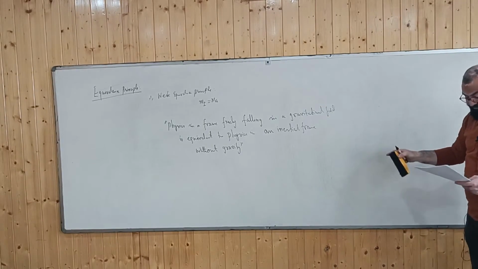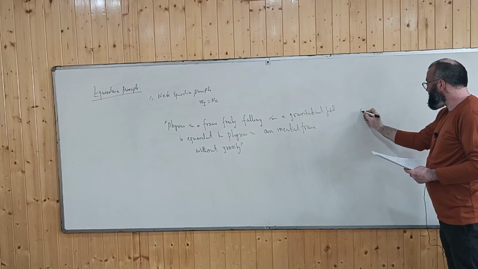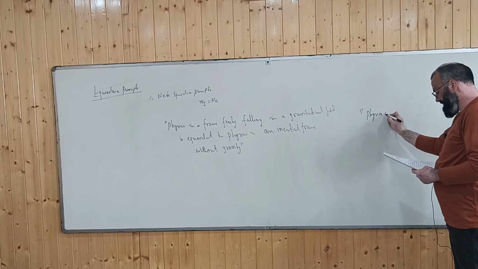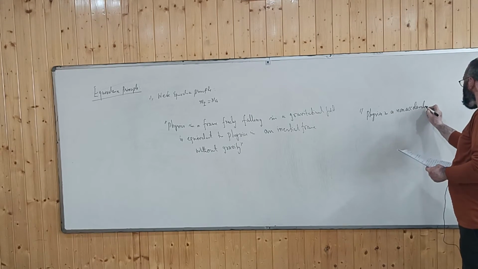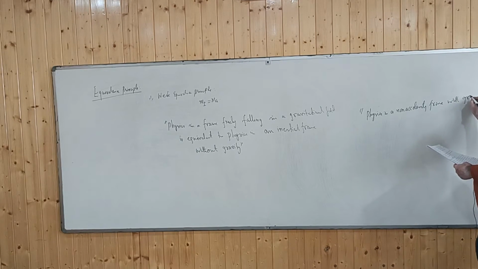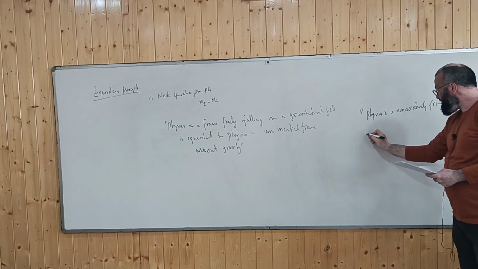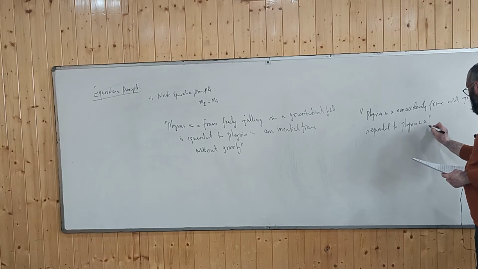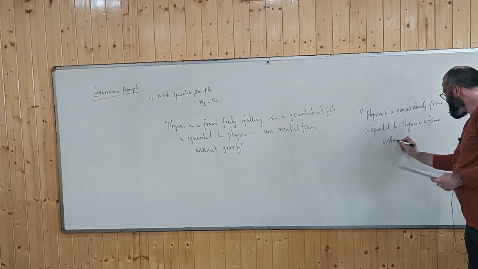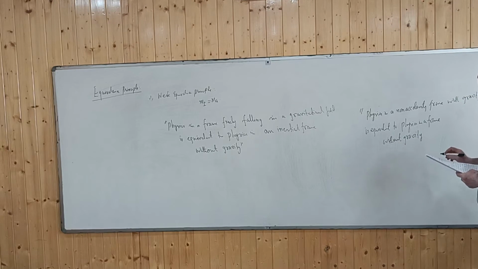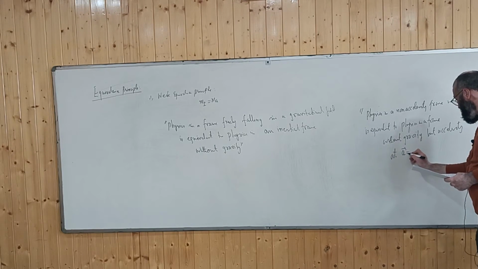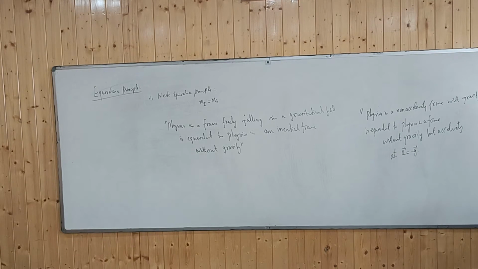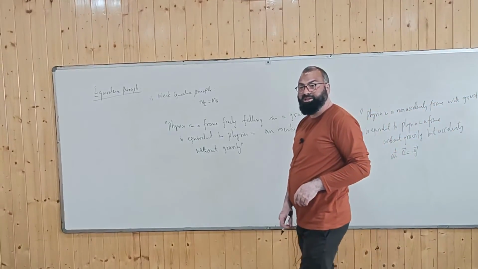So let's write it the other way around. We can have another statement. Physics in a non-accelerating frame with gravity, say g, is equivalent to physics in a frame without gravity but accelerating at g, that means opposite to that of gravity. Clear? Any question?